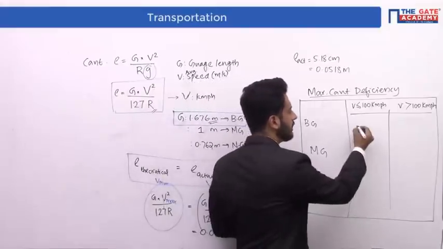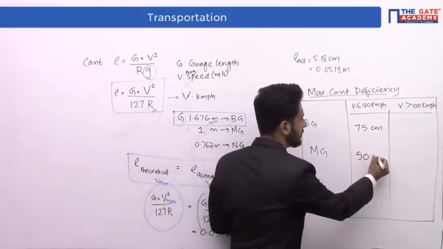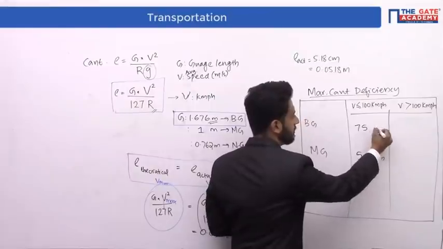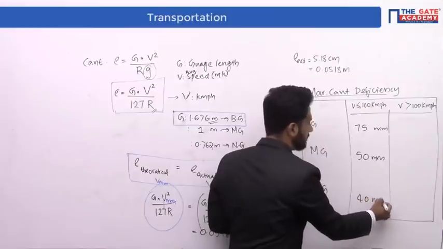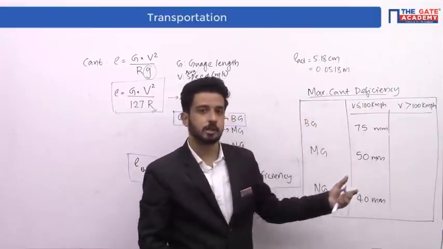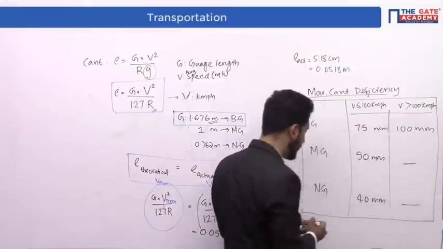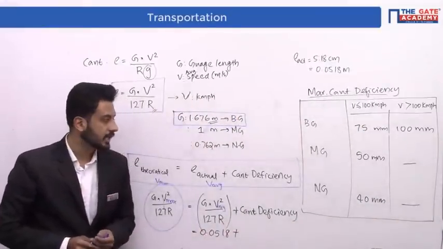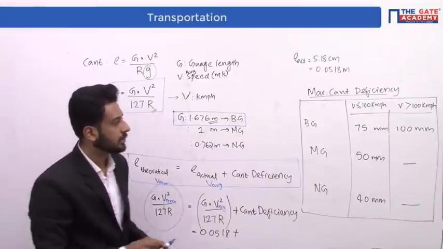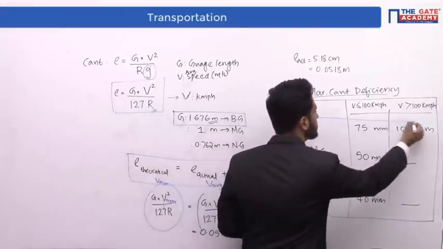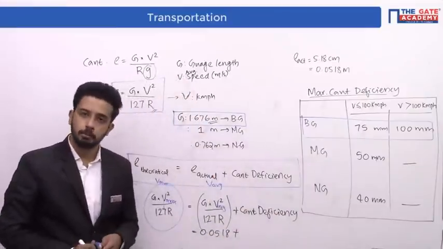At least you should remember the first column: 75 millimeter, 50 millimeter, 75 millimeter, 50 millimeter and 40 millimeter. And if it is a high speed track, we should provide 100 millimeter. We will not provide high speed track for meter gauge and narrow gauge. Okay, so understand that concept. So the maximum value, at least you should learn this by heart, because most probably they will be asking questions based on broad gauge only.